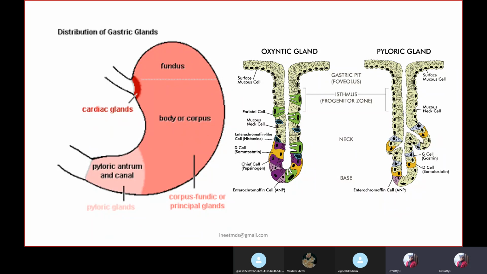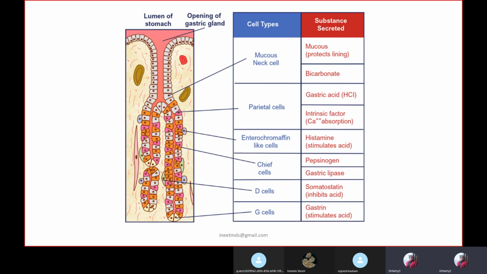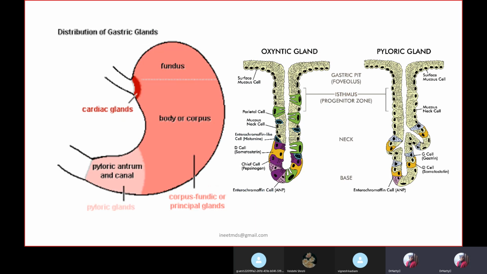In the pyloric gland, slowly the parietal cell and chief cell will vanish away completely, and it will have more G cells and D cells. So G cells and D cells have inhibiting and stimulating action on the acid. It will basically neutralize the acid into a stable pH, and finally lead the food content into the intestine. So it is a closure of the stomach.